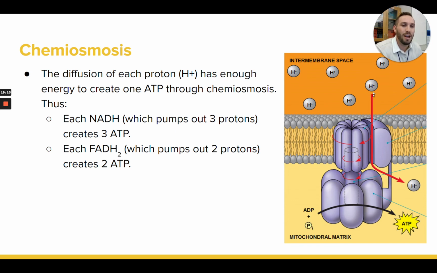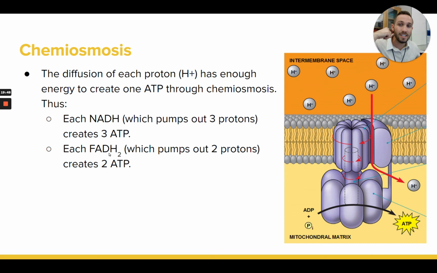And so for every hydrogen ion that goes back down its concentration gradient, it's going to power the production of 1 ATP molecule. That's how we're going to simplify this a little bit, which then means that every NADH that dropped off electrons earlier in the electron transport chain pumped out 3 hydrogen ions. And at some point, those hydrogen ions are going to go back down their concentration gradient through ATP synthase. And that could result in the production of 3 ATP molecules for every NADH that dropped off electrons.